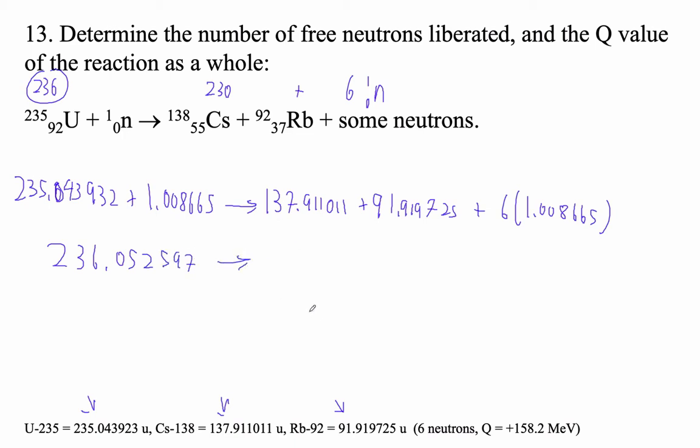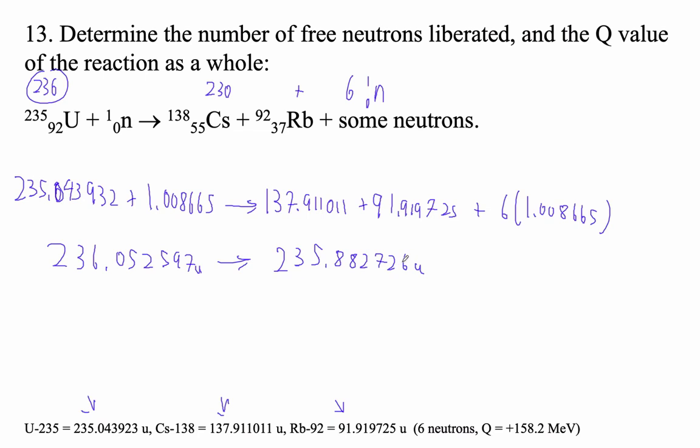It's going to be less. 137.911011 plus 91.919725. All right, plus 6 neutrons. So 6 times 1.008665. And I get the mass on the right side is 235.82726. These are all atomic mass units, right?